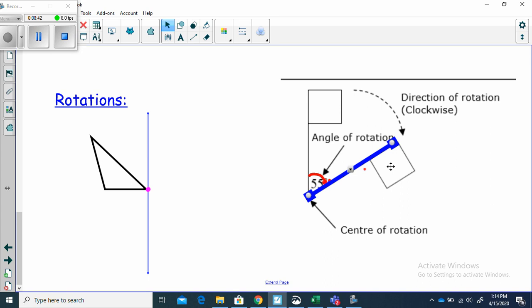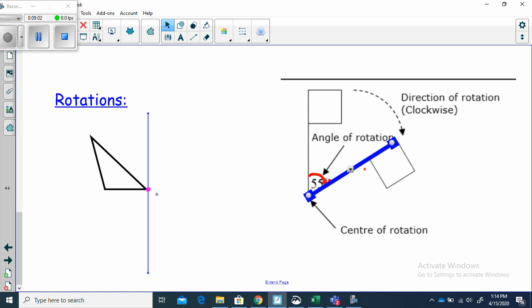Pre-image, image. You've gone from a pre-image and you've rotated this pre-image 55 degrees. You've rotated each point in this pre-image 55 degrees to get a new image. This is the center of rotation. This is your angle of rotation. Whenever you're talking about a rotation, you have to have a center of rotation and an angle that you rotate it.